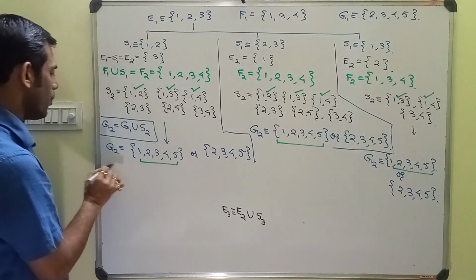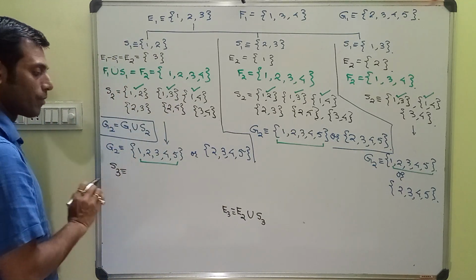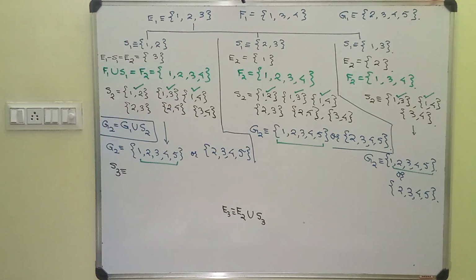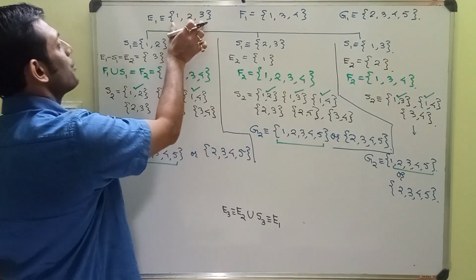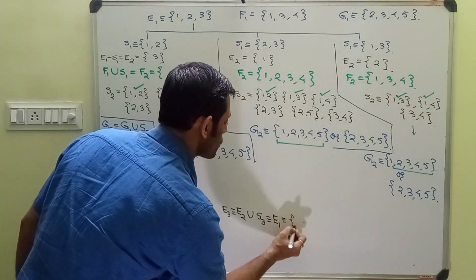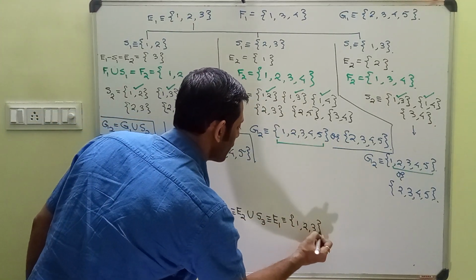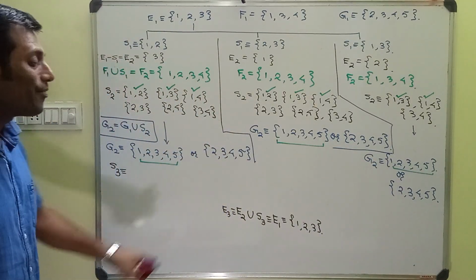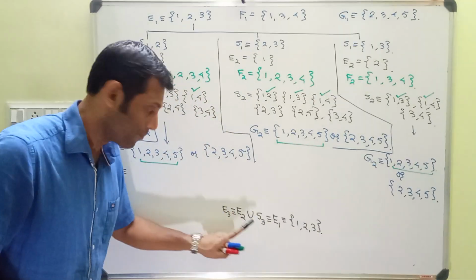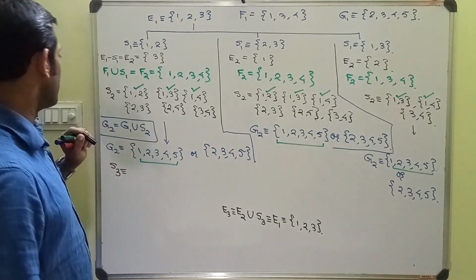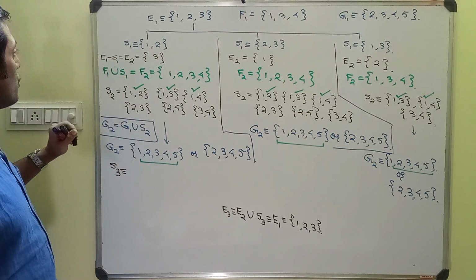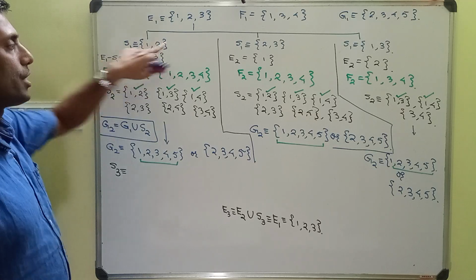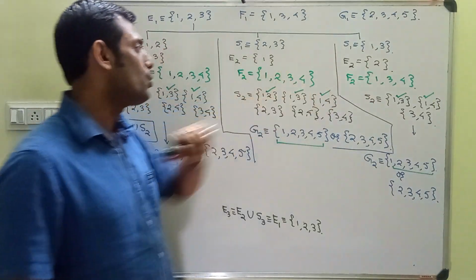And S3s will be formed after this. But this is finally supposed to be equal to E1. And if this is supposed to be equal to E1, that means I should have end results as 1, 2, 3. This is what should happen after taking a union with S3. Whereas E2 is only 3 in this case, only 1 in this case, and only 2 in this case.